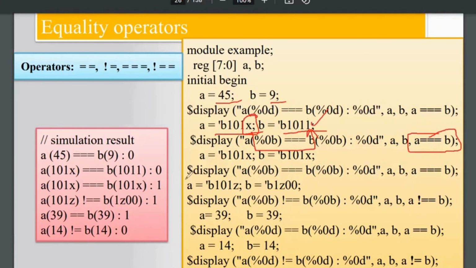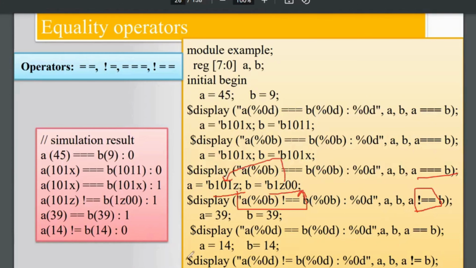Next, third one, 101x, 101x. Both are equal. So here the output is true. And fourth condition, 101z, 1z00. Both are not equal. So here we took A is not equal to B. Yes, true. Both are not equal because Z is in the 0th position here, and here Z is in the second position. Okay. And A equal to 39, B equal to 39. A equal to B is correct. And here A is not equal to B, it's wrong.